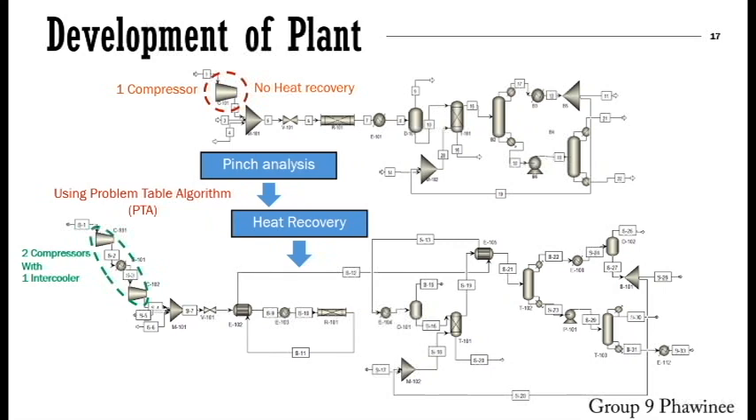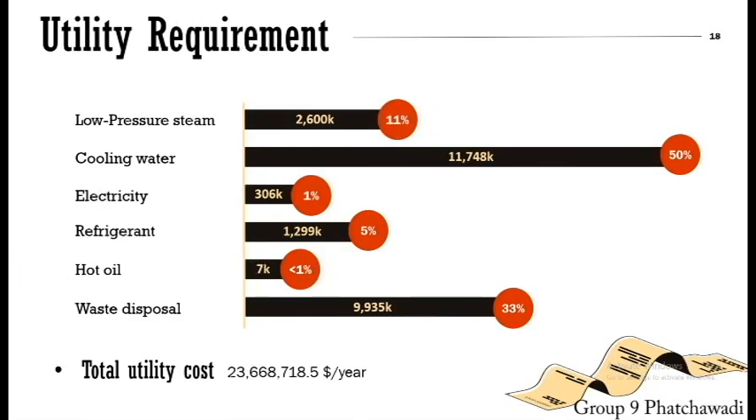After the calculation of pinch analysis from the problem table algorithm, two pairs of hot and cold streams are matched to minimize the utility cost. Next topic is utility requirement.